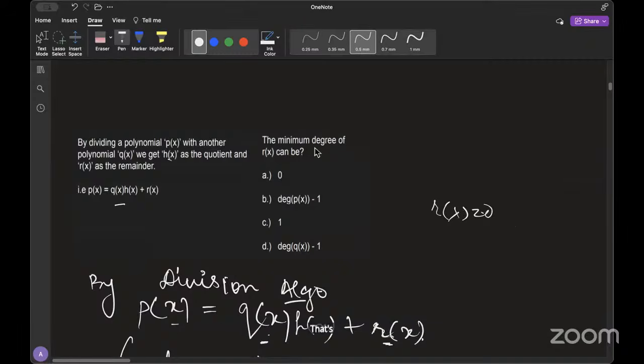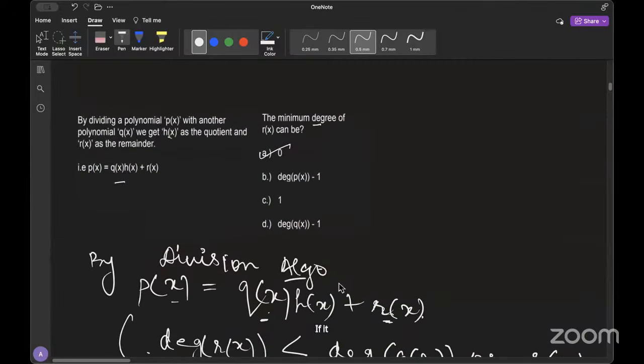That's right. But they're talking about minimum degree. So out of the degrees that are possible for the remainder, what's the minimum degree? That's the question, right? So here the minimum degree still holds, it would be 0, right? It will be 0. If it's a maximum, then it's the divisor's degree minus 1. That term would satisfy this one.